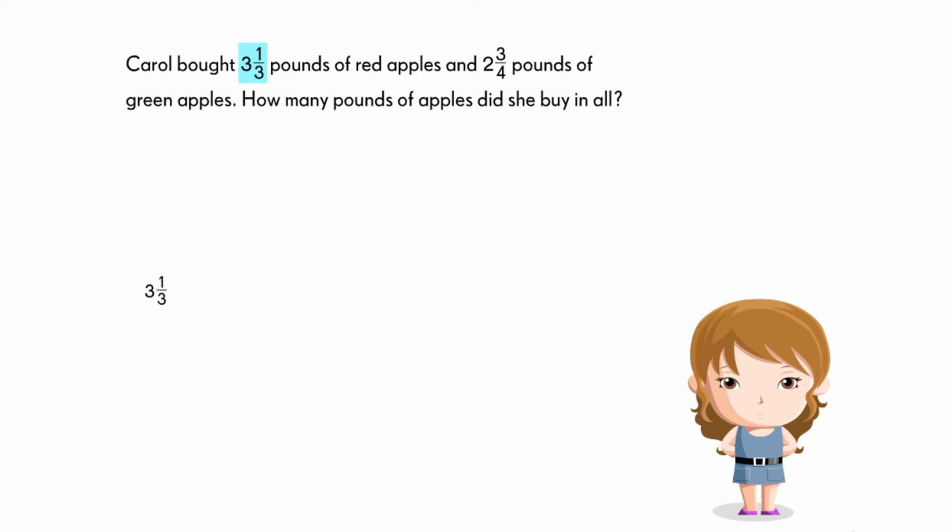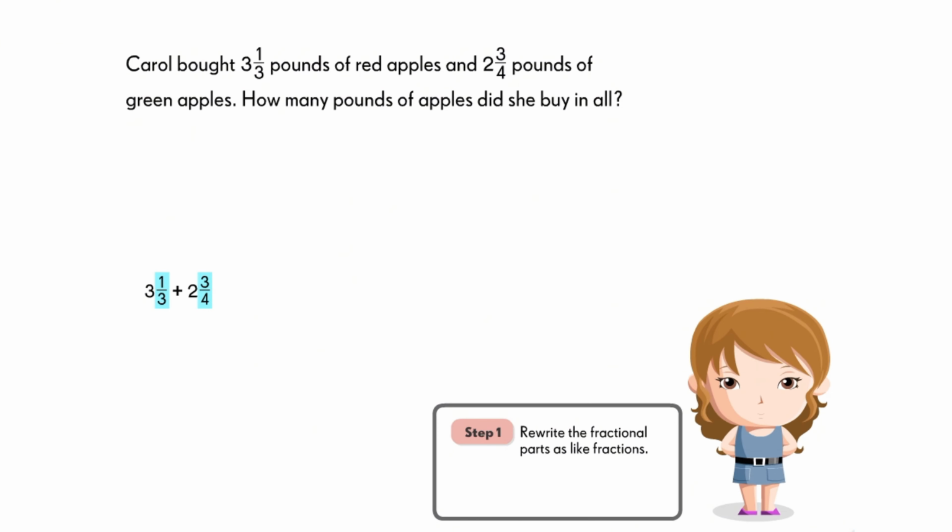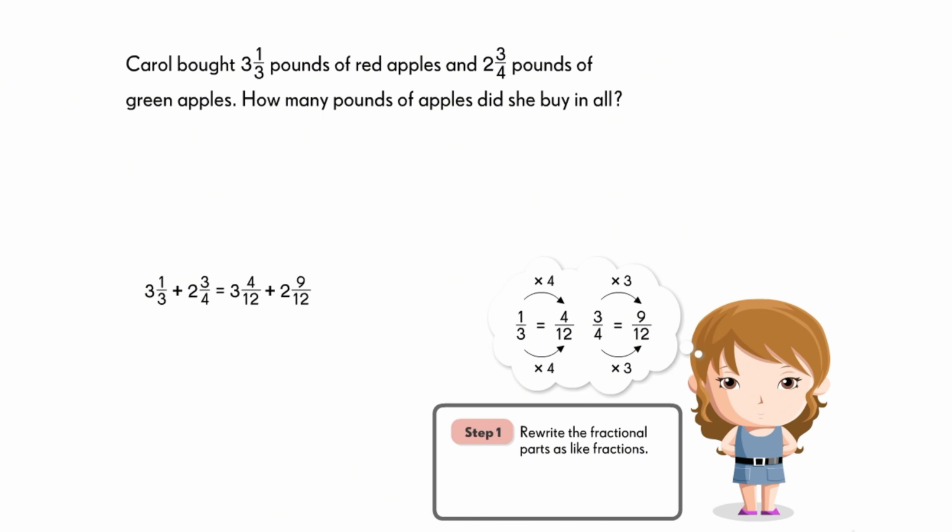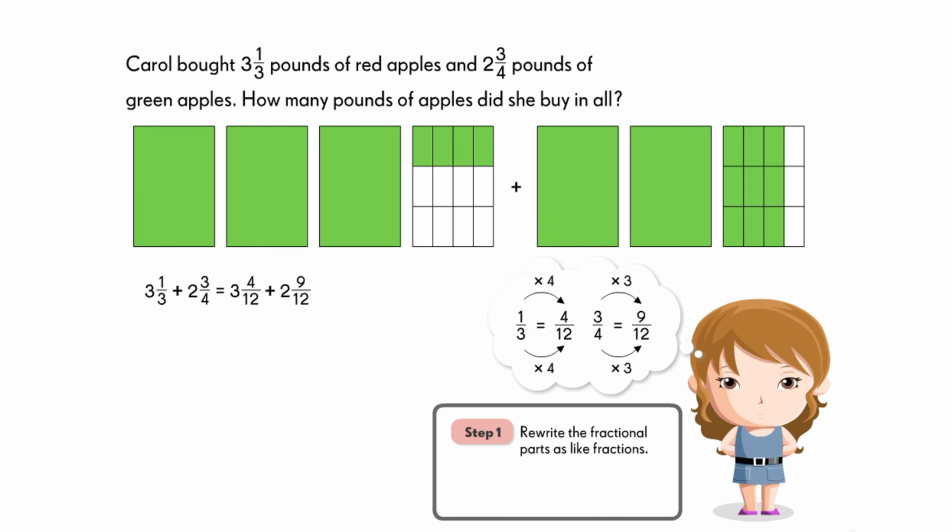3 1/3 plus 2 3/4. First, we rewrite the fractional parts as like fractions. We get this. We can use fraction models to represent these mixed numbers, like this. Next, we add the fractional parts, then add the wholes.